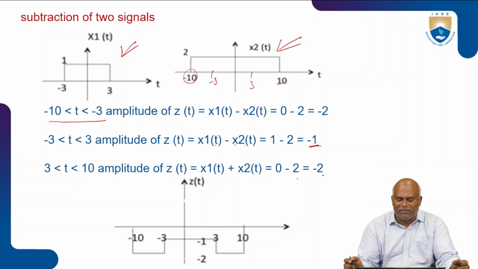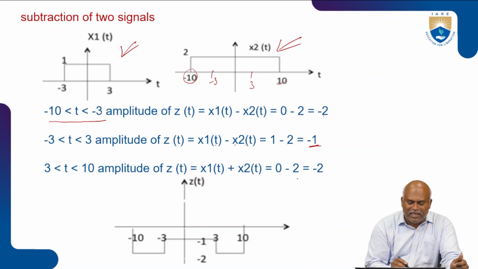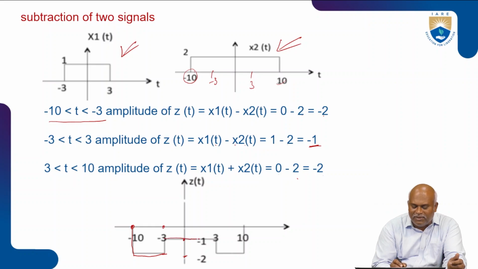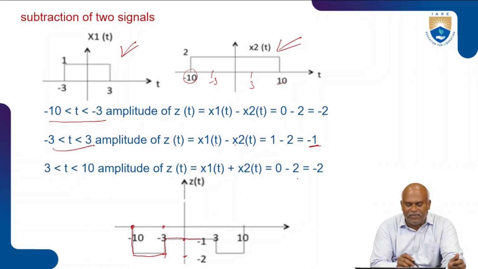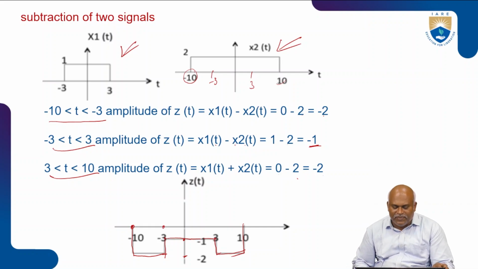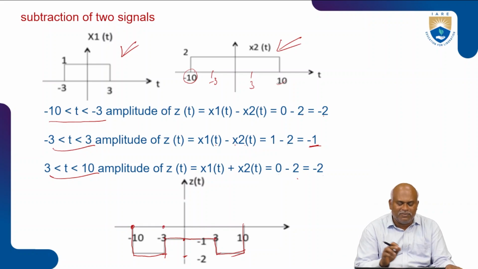Now we need to draw the graph. So minus 10 to minus 3: here the amplitude value is equal to minus 2. It will be represented by minus 2. Next, for minus 3 less than t less than 3, the value is minus 1. So the minus 1 value is here. Then we draw the value up to this time limit. Next, after this time limit, the value is again represented here as minus 2. So this is represented as a subtraction of two signals. So subtraction of two signals consists of subtraction of the amplitudes, taking reference of the time interval.